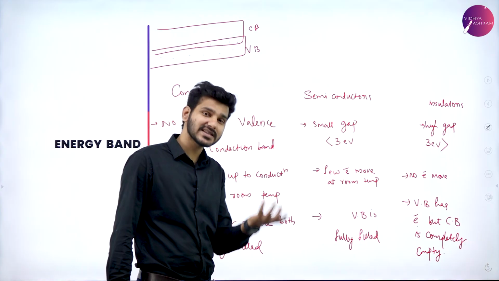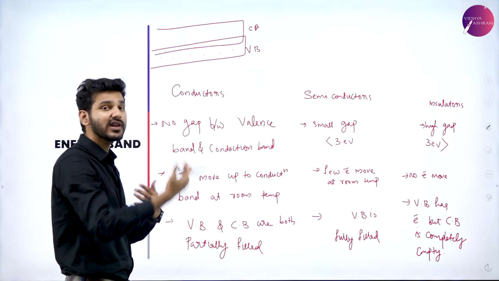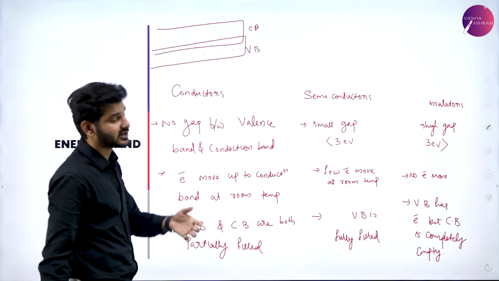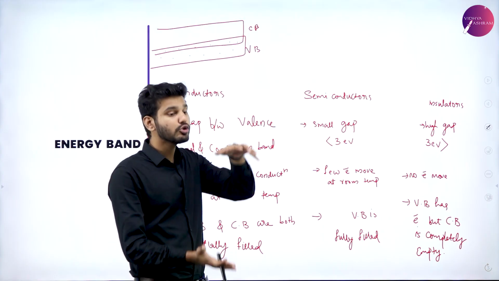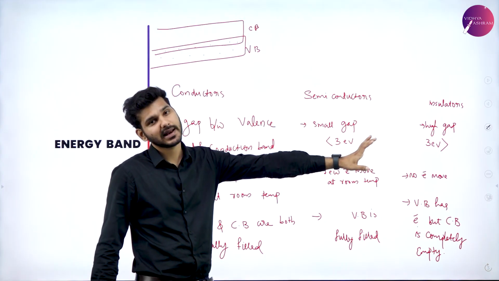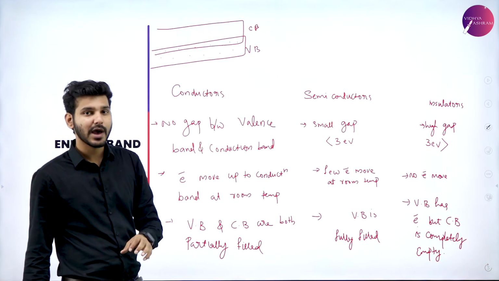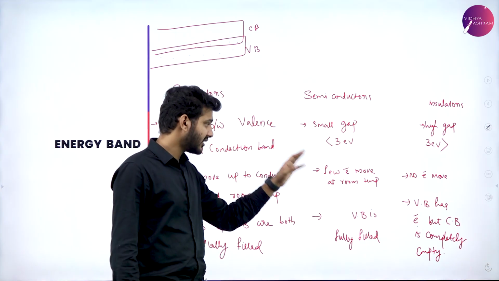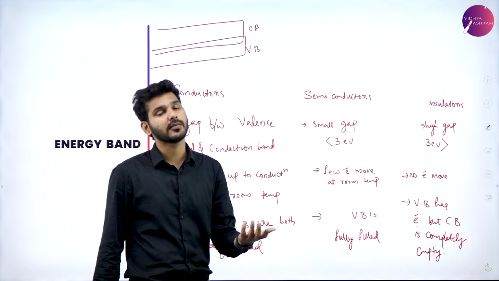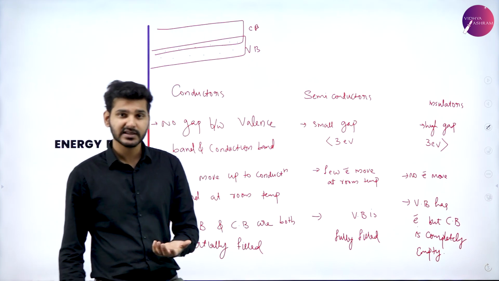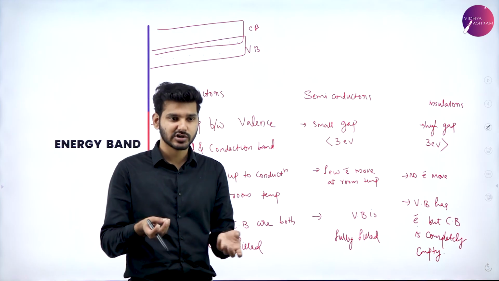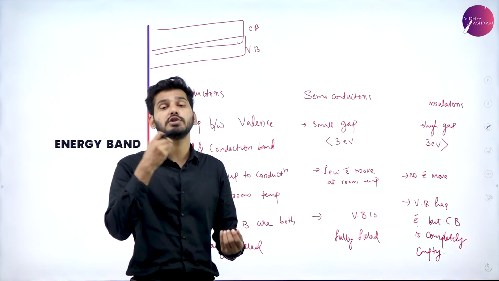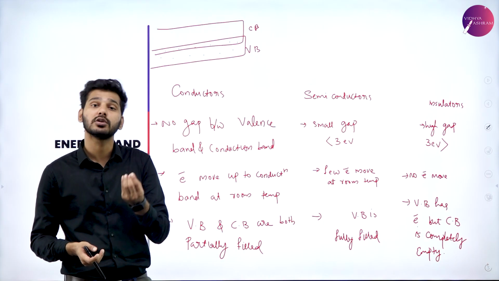In semiconductors, the gap exists. These two bands are not overlapping each other, but rather there is a small gap between the valence band and conduction band. But that gap is not too much when compared to insulators. So we can say there is a small gap, less than 3 electron volts, and only a few electrons can move up to the conduction band using the thermal energy available at room temperature.